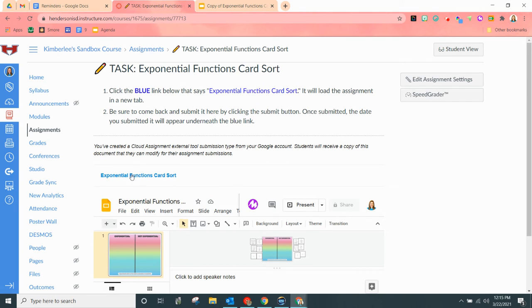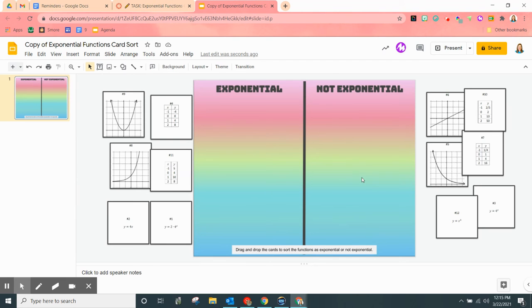Exponential functions card sort. You're going to click this blue link right here, and you should have a submit button on this side. I don't because I'm the teacher. And it's going to open up something that looks like this. So here's what you're going to do. You're going to look at some graphs, first of all. And then you're going to look at some tables, and you're going to look at some equations, and you're going to decide, okay, is it an exponential or is it not an exponential function? You're going to drag these over.